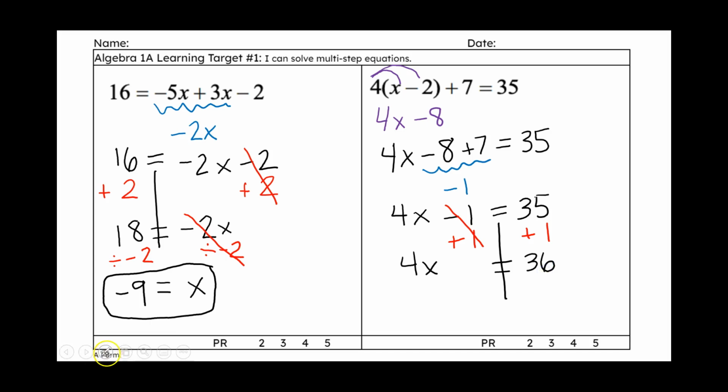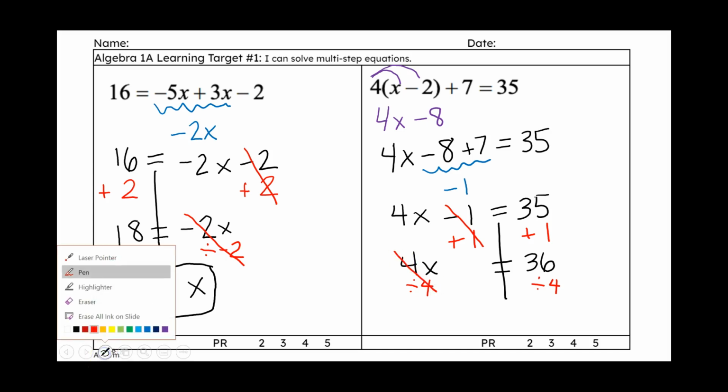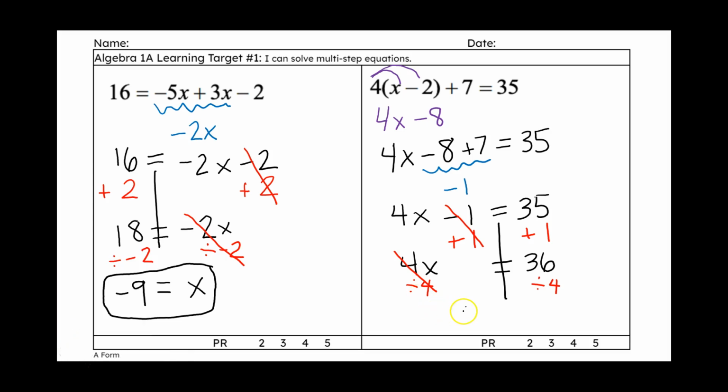I've got my last step here. X here has a coefficient of 4. Multiplication is implied there. So to undo that multiply, I'm going to divide each side by 4. Multiply by 4 and divide by 4 are opposites, and they cancel. So now all I'm left with on the left is my x. And that will be equal to whatever 36 divided by 4 is, which is 9. So there's your answer there.